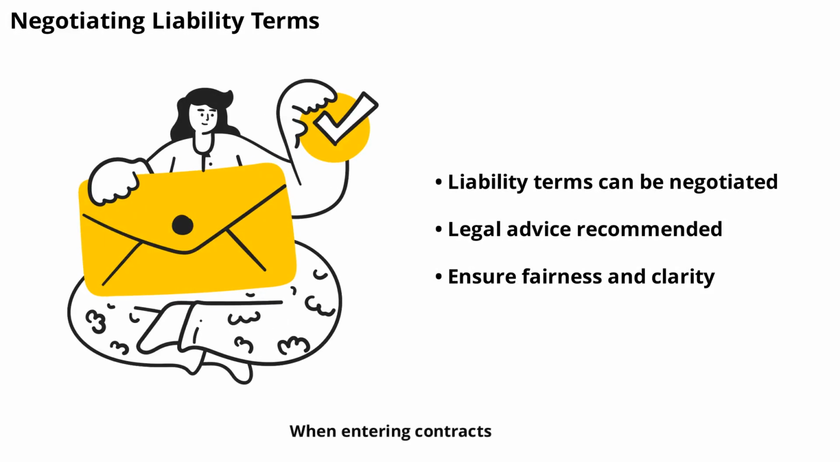When entering contracts, parties can negotiate the type of liability that will apply. This may involve limiting liability to several only, or specifying how joint and several liability will be handled. Legal advice is often recommended to ensure that the terms are fair and clearly understood by all parties.